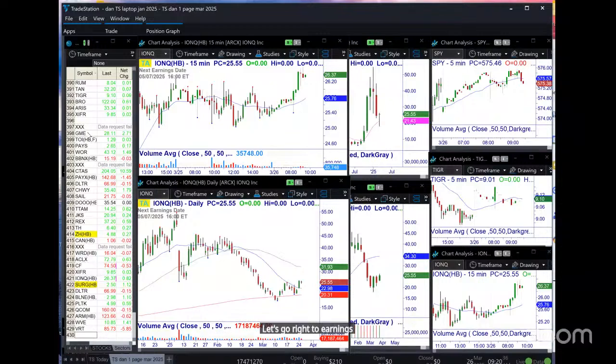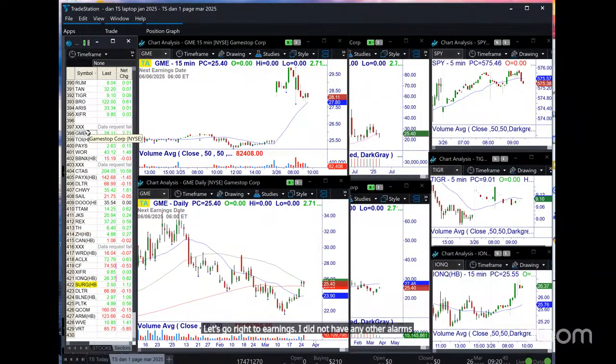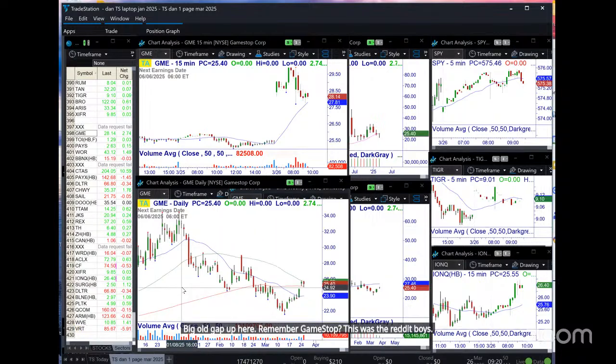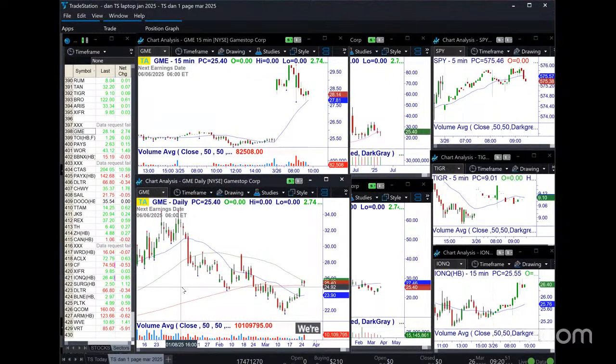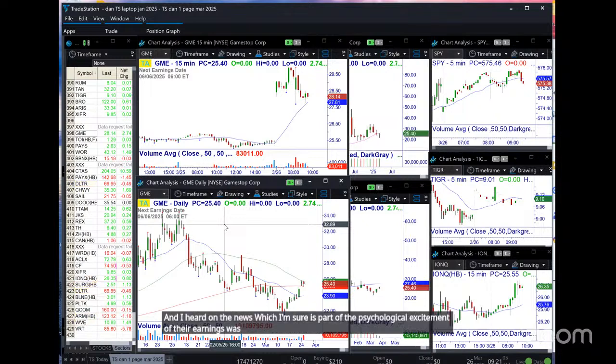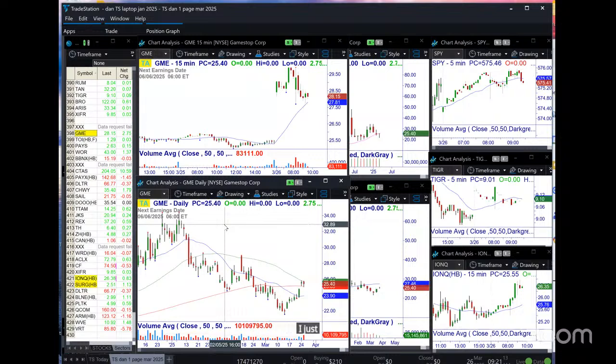I do not have any other alarms. Like GME, big old gap up here. Remember GameStop? This was the Reddit boys who created that short squeeze, made the movie out of it. Then I heard on the news, which I'm sure is part of the psychological excitement of their earnings, that the board is going to allow them to start investing in Bitcoin. I just don't understand that.